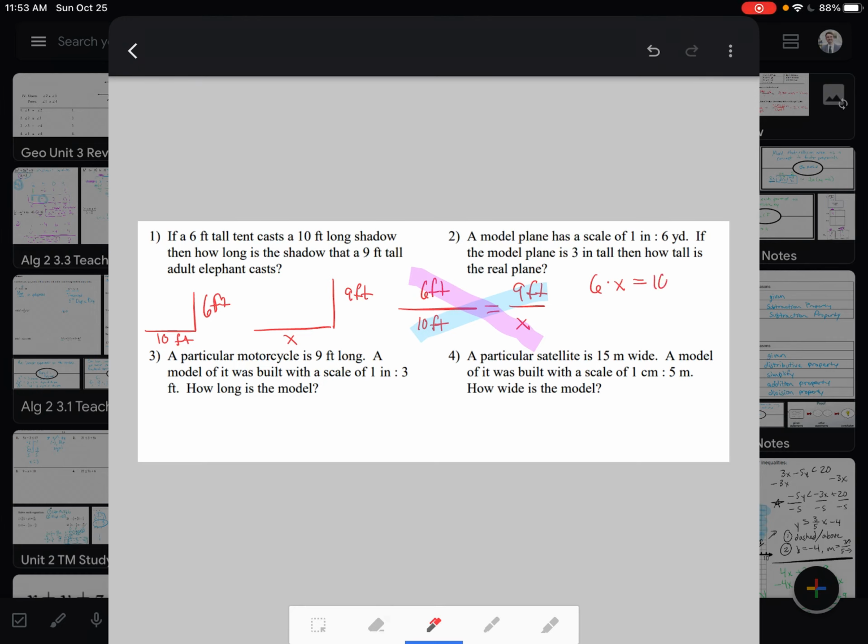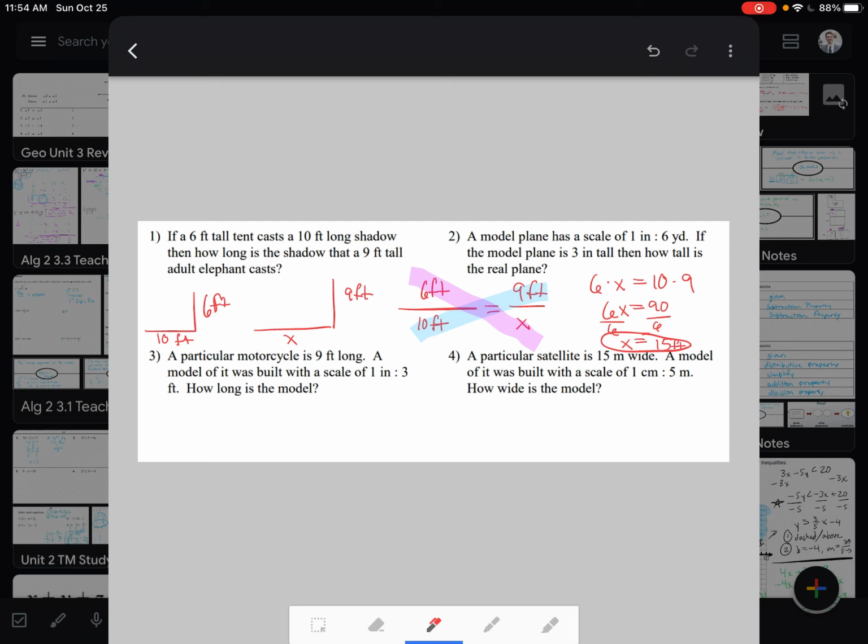So we'll end up with 6 times x equals 10 times 9, or 6x equals 90. Divide both of these by 6, and we'll get that answer of x equals 15. Let's see if that makes sense. A 6-foot tall tent casts a 10-foot shadow, so a 9-foot tall elephant should cast a bigger shadow. An answer of 15-foot shadow for the elephant makes sense. We are in good shape. Just make sure you put units there, so 15 feet for the shadow.